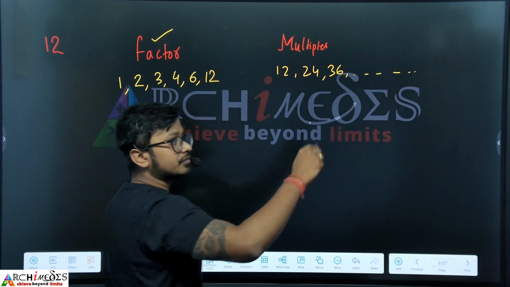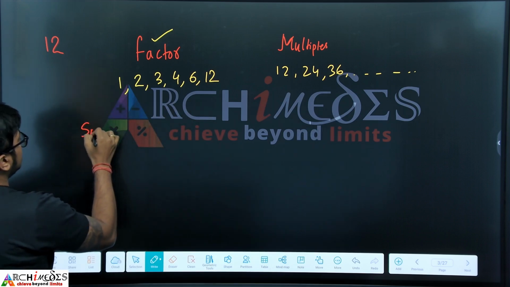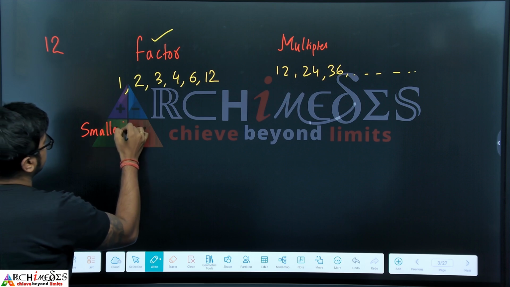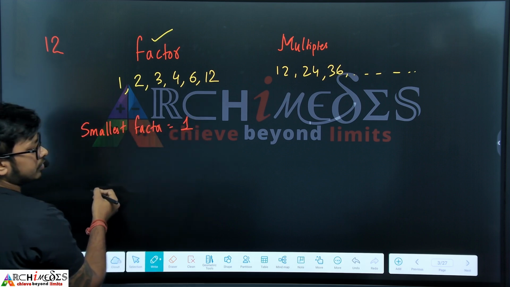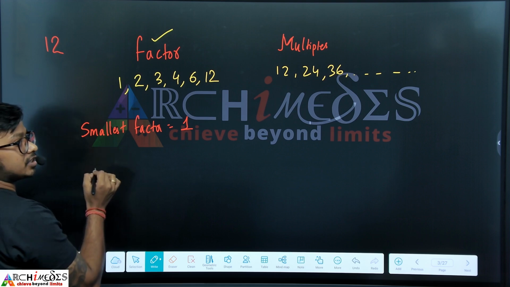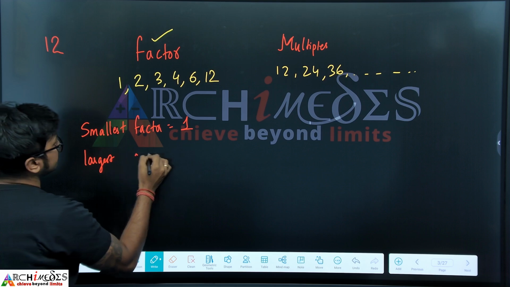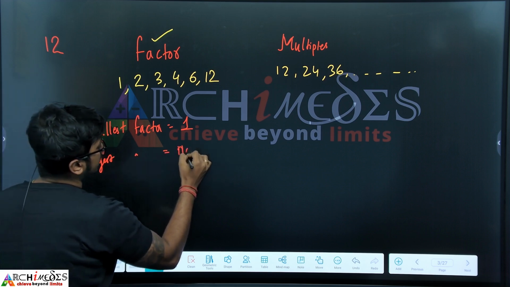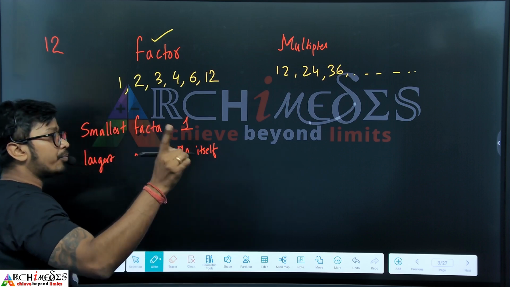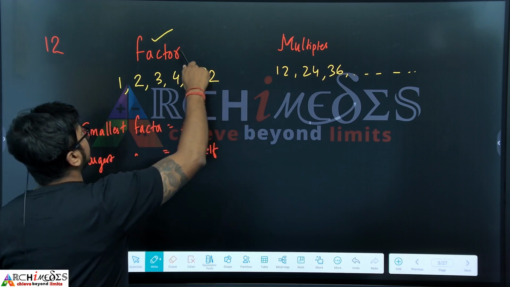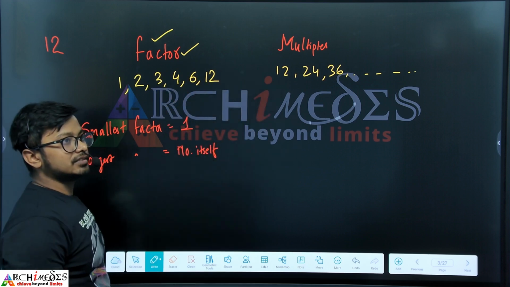Can we say that for any number, the smallest factor is 1? Any number's smallest factor is always 1, and its largest factor is the number itself. Yes or no? Important part, listen carefully: a factor is always less than or equal to the number.